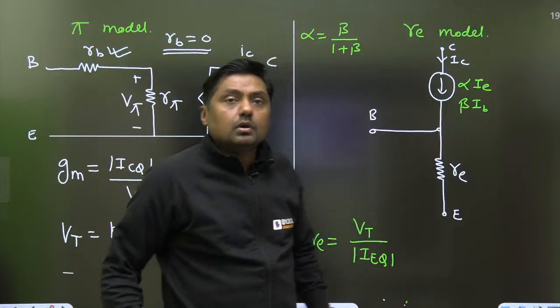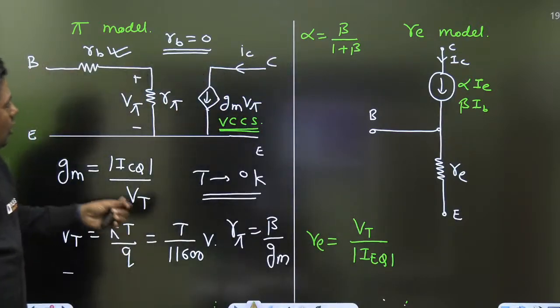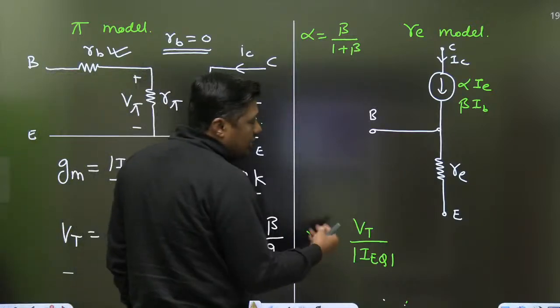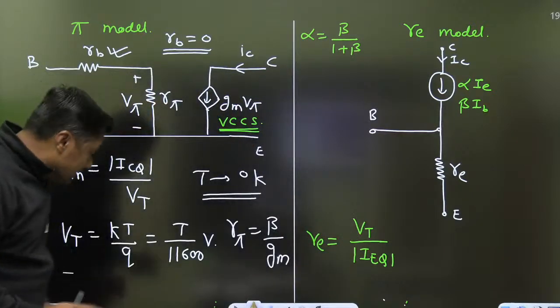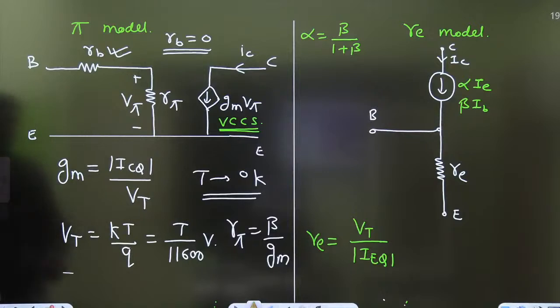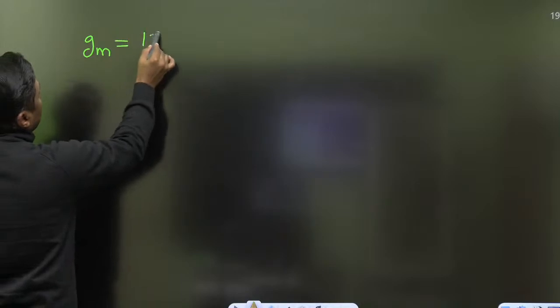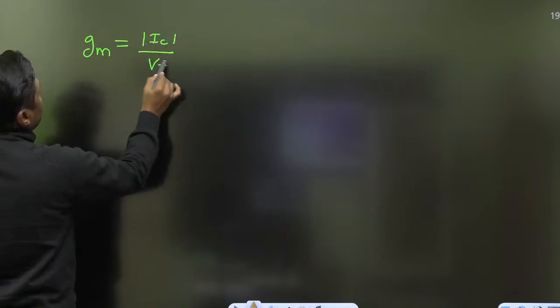Okay then. Now, small RE. In this case, we have to find the small RE, or sometimes it is given in the question. Then last point, and then we will solve the question. What is the relation here? For example, I want to use the pi model, but the RE formula is given. So what is the GM? Mod of IC by VT.